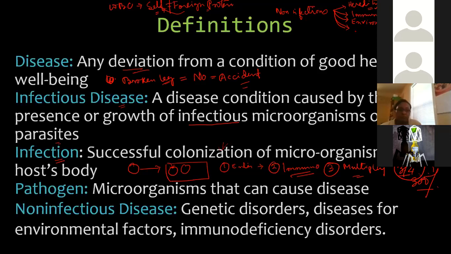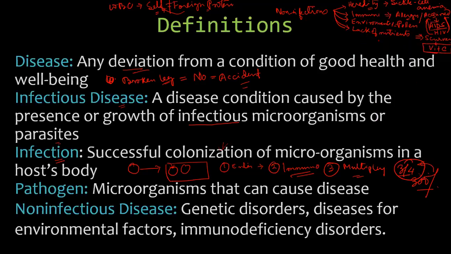Now, nutrient deficiency, you can say lack of nutrients, like let's say scurvy. When you get scurvy, it means you are vitamin C deficient. Your body is not getting enough vitamin C. So for all these 4 cases, you know what? No pathogen is there, but you are sick, you have disease.